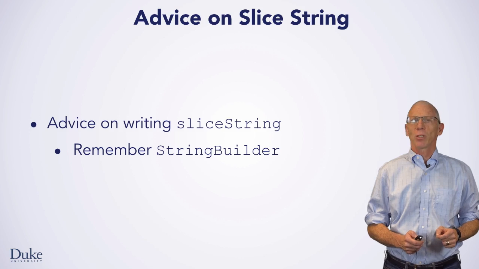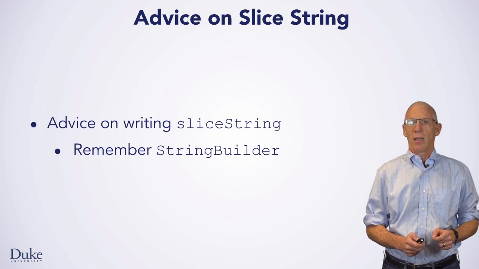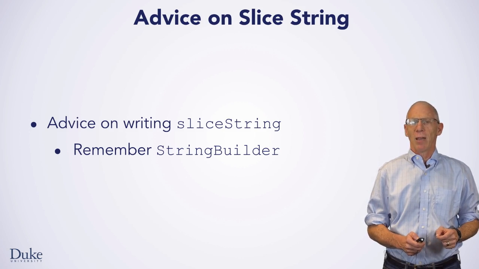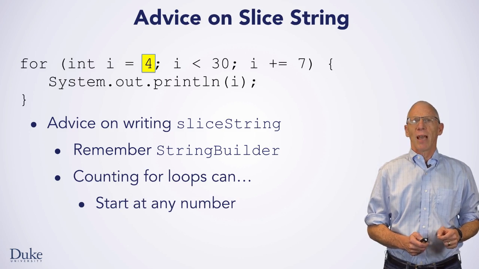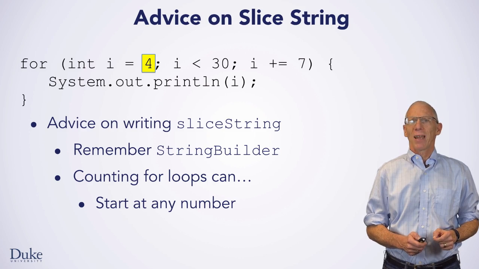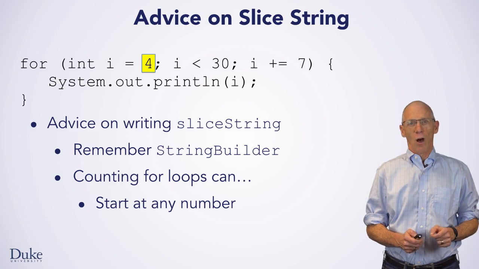First, remember the string builder class you learned about earlier. It will be useful as you build up the resulting string to return. You will want to append characters to a string builder object. Second, you will likely want to make use of counting for loops in ways that are slightly different than you've seen before. You've typically had for loops start at 0, but they can start at any number. Here you see an example of a counting for loop that starts at 4. Of course, you could use a variable or a parameter to indicate where you start counting. That will prove quite useful in this method.